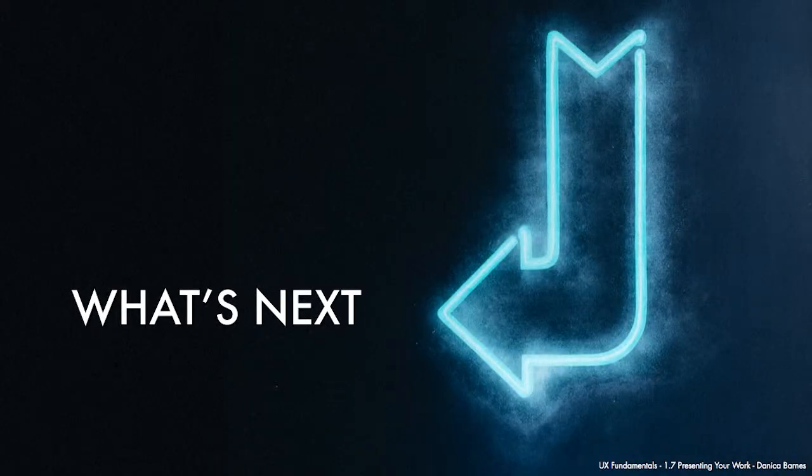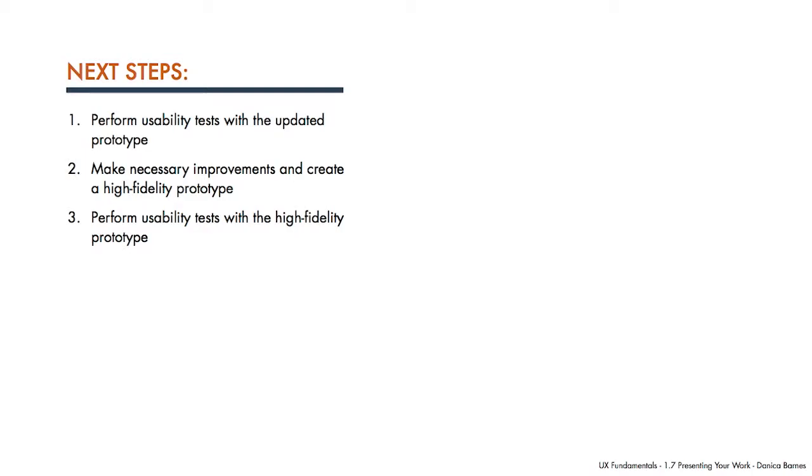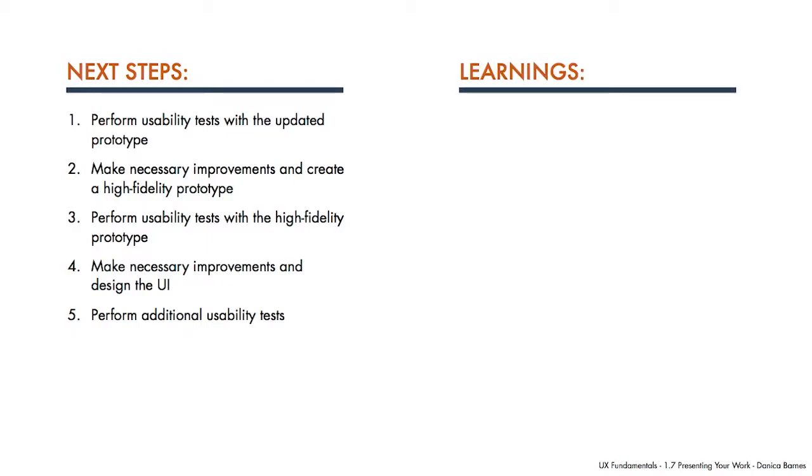So now that the first round of usability testing is done, it's time to think about what's next in the process. The obvious next step is to perform more usability tests on our new updated prototypes. After that, we'll make necessary improvements and work on a high fidelity prototype, which then we'll perform more usability tests on, and then we'll make any necessary improvements and move on to the UI design, which then we'll keep iterating and testing on.